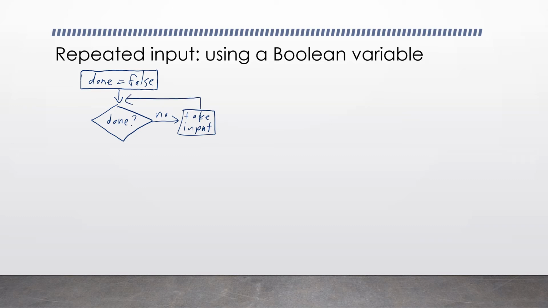Oh, wait, I missed a step. We take input, and then we check the input to find out if done is now true or not. Okay, then that brings us back to our loop condition. And once we have set done to true, we continue on with our program. So here's one way that might play out.